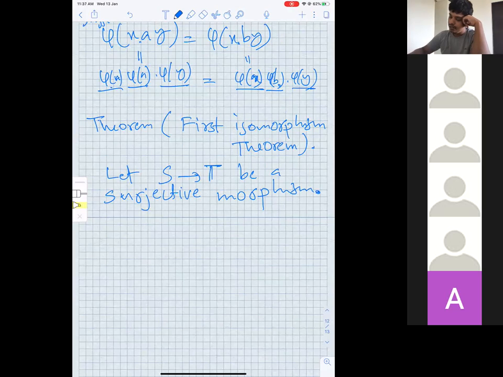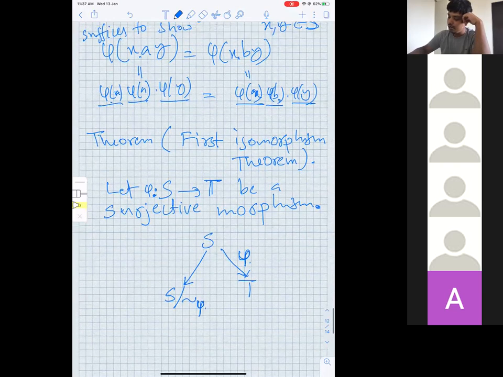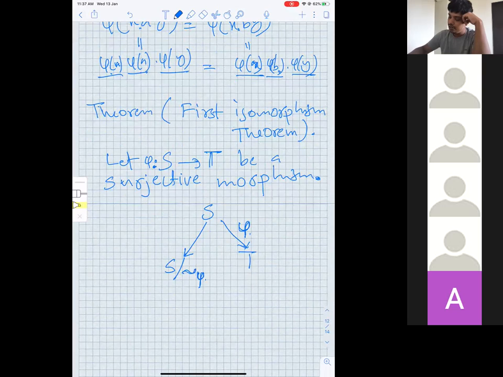Okay. And let's call it phi. Phi from S to T. Phi is a surjective morphism. Then what happens? So I have S here, I have T here, and I have a surjective morphism from S to T. Now I have the congruence relation tilde phi, which is induced by this morphism on S, and I can quotient with respect to that congruence relation. I can quotient S.